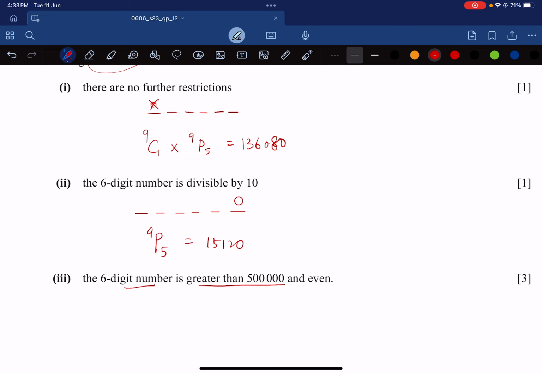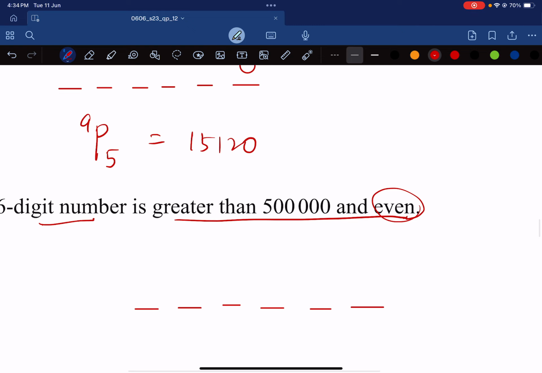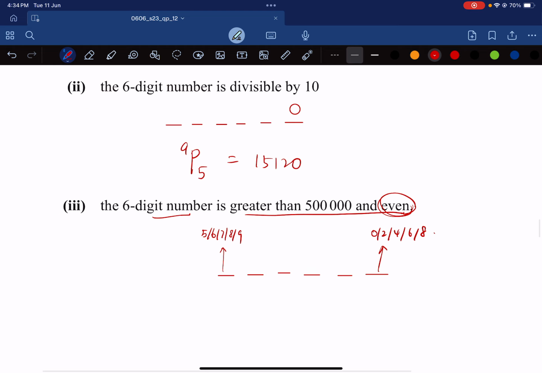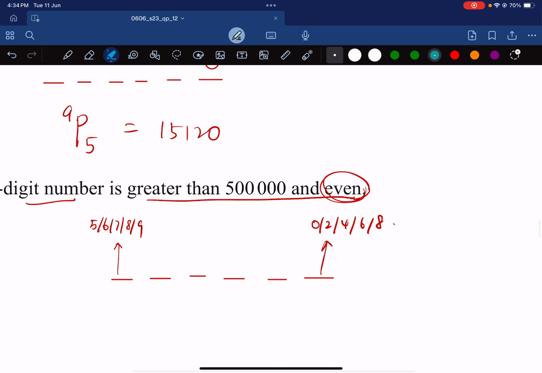A 6-digit number that's greater than 500,000 and even. We have a 6-digit number. Greater than 500,000 means that the first digit needs to start with either 5 or 6 or 7 or 8 or 9. And even means that the last one should be 0, 2, 4, 6, 8, right? If the last digit is even, the entire number is even. Now, do we have any number clash between the first digit and last digit? They do clash, right? 6 and 8, they clash.